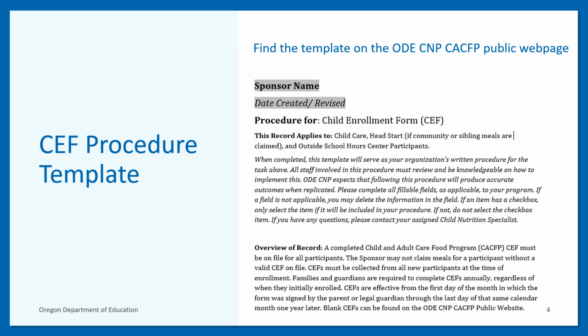When you begin to review the procedure template, you'll notice gray lines throughout the document. These are there as sections which require the sponsor to complete with details specific to your organization and operation.